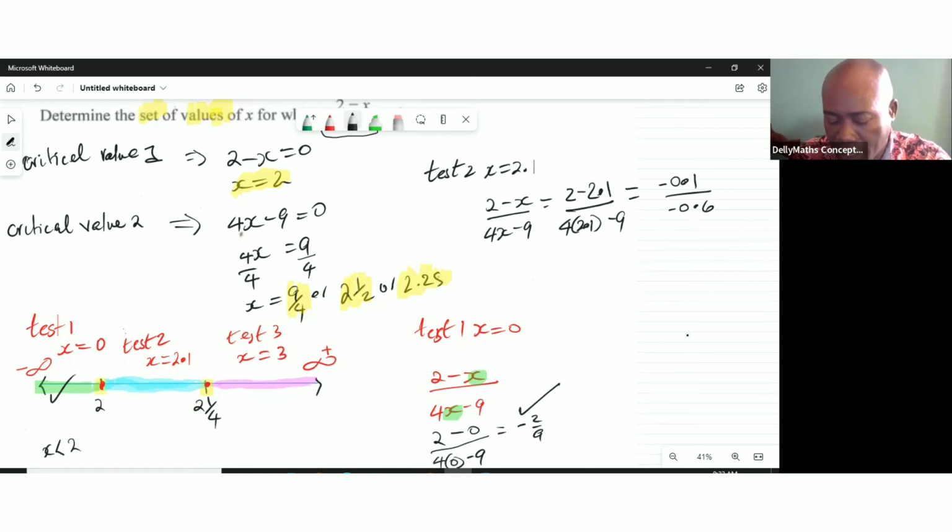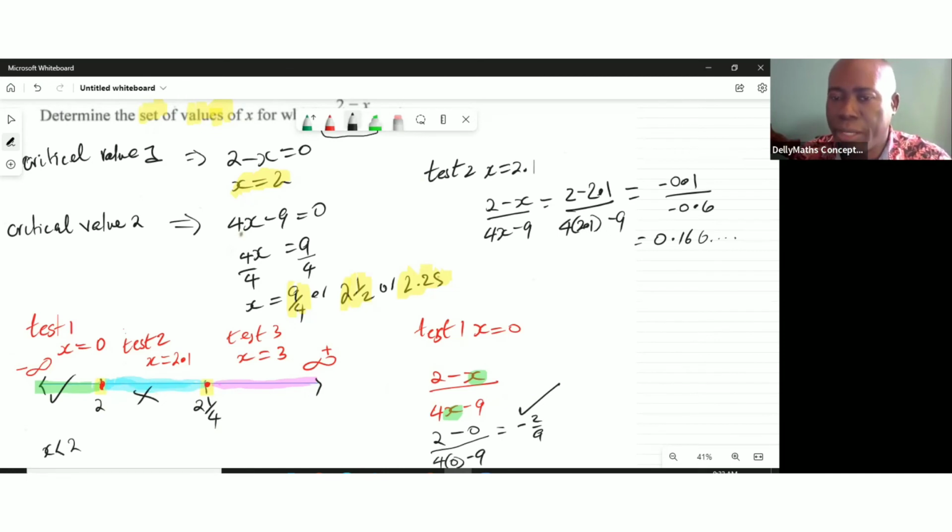That means that won't work. This is giving us a positive value. Let me just write it down: 0.1 divided by 0.6, we're getting 0.166. So this is positive, so this can't work. No, this region does not work. Nothing there will work for us.